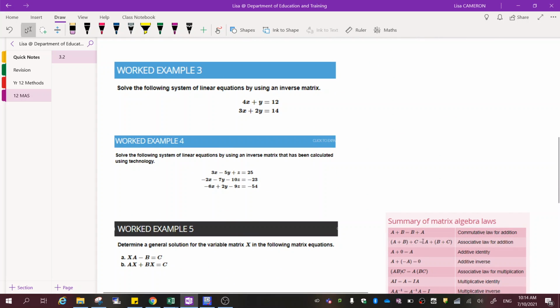Worked example 3. Solve the following system of equations by using an inverse matrix. So here we've got a system of equations, and I'm just going to convert that into what we're used to seeing. So my coefficient matrix will become this.